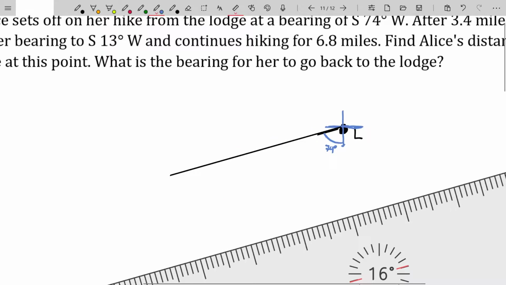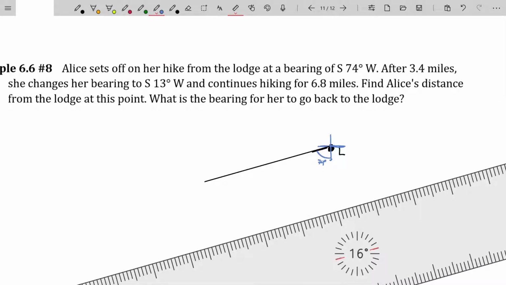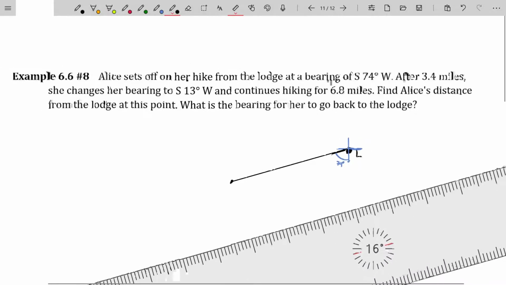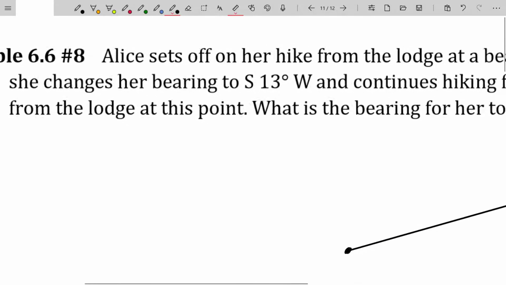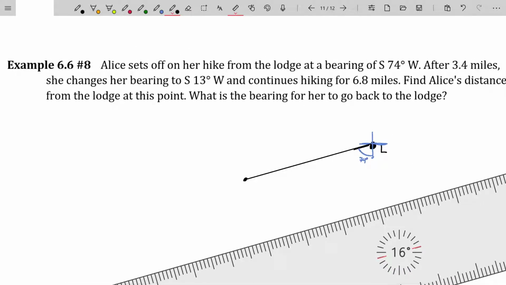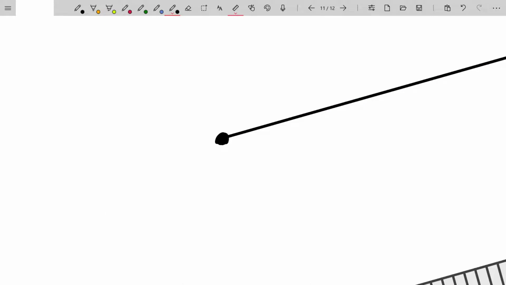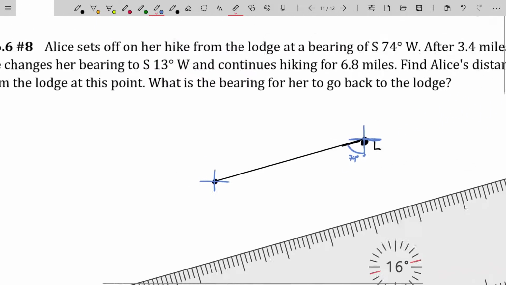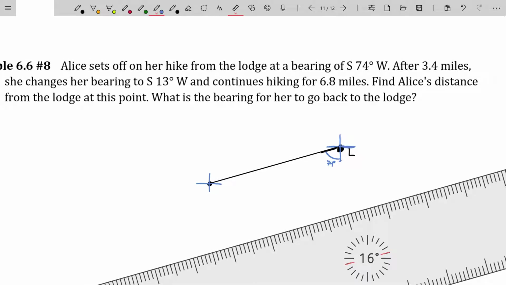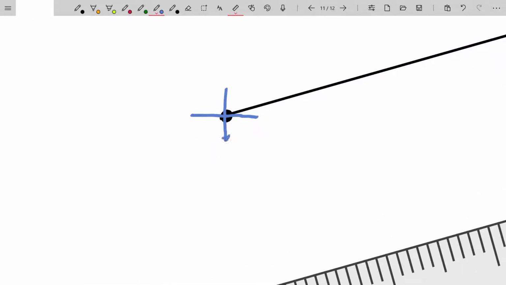Now, this is kind of a stopover point right here. She stops over just for a brief moment, and at that stopover point, she's going to change her mind and go in a different direction. She changes her bearing to south 13 degrees west. In these problems, every time there's a stopover, I highly recommend drawing a very small set of axes there, just so that you can say, okay, now it's like a little target. Right there, she's going to face south and then turn 13 degrees west.